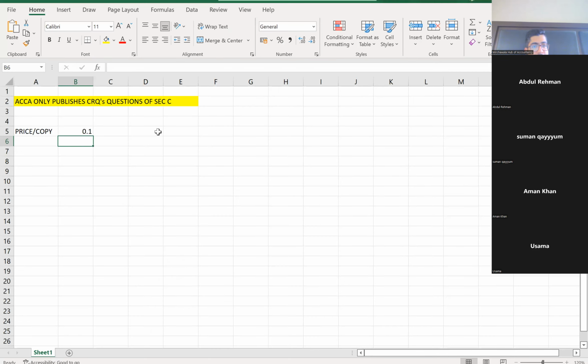Two models are under consideration: model S and model T. The rental cost is 10,000 and 8,000. This is the rent, and the cost per copy is 0.03 and 0.05. Now this is the data of the question. We are on question number 1.